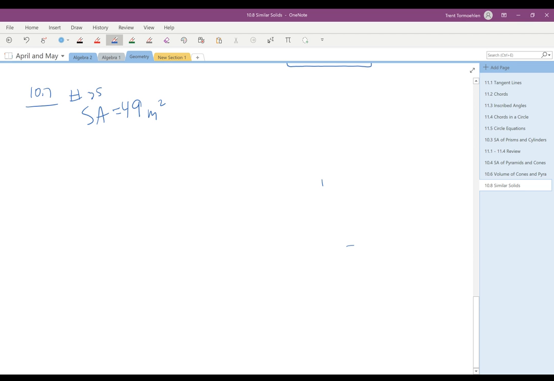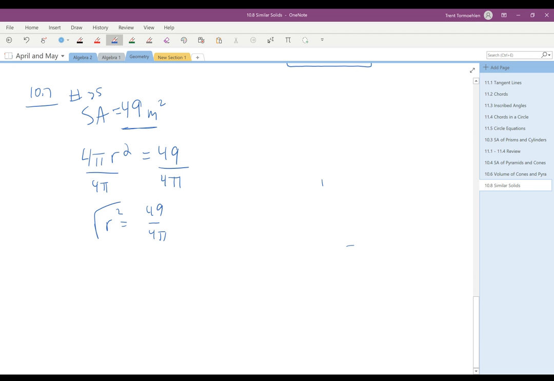Okay, so for 10.7, number 35, you're given that the surface area of this sphere is 49. Now, what that means is that we can find out the radius because the formula for the surface area of a sphere is 4 pi r squared, and so we can just set that equal to 49. Now, what ends up happening here is you have to be careful with having this pi in the denominator and taking the square root of it, because we end up with r squared equals 49 over 4 pi.